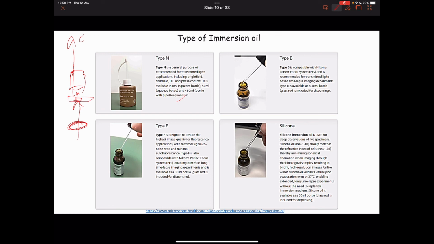Now, type B is different from type N. In this case, it is compatible with variable length transmitted light microscopy, where you have to do long hours of imaging with transmitted light microscopy.